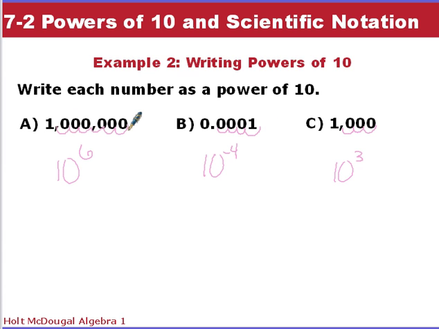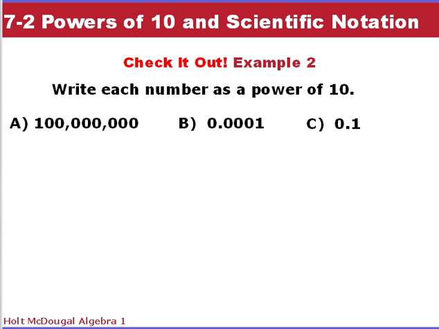Okay, so now you have some check it outs. Again, write them as a power of 10. This is a positive exponent, a negative exponent, and a negative exponent because those are less than 10.